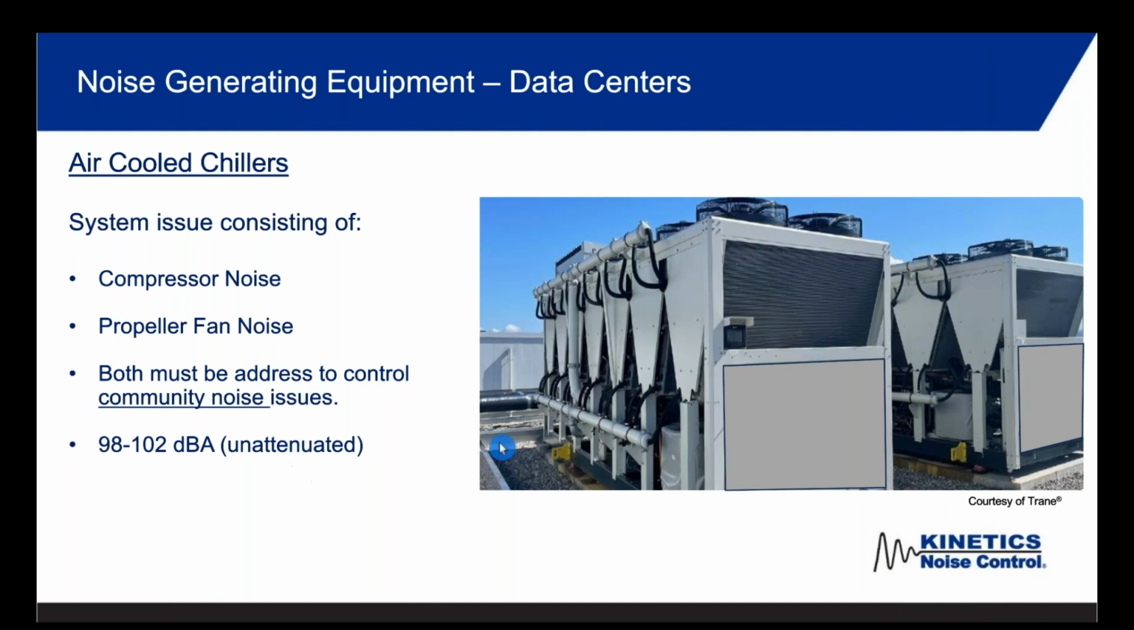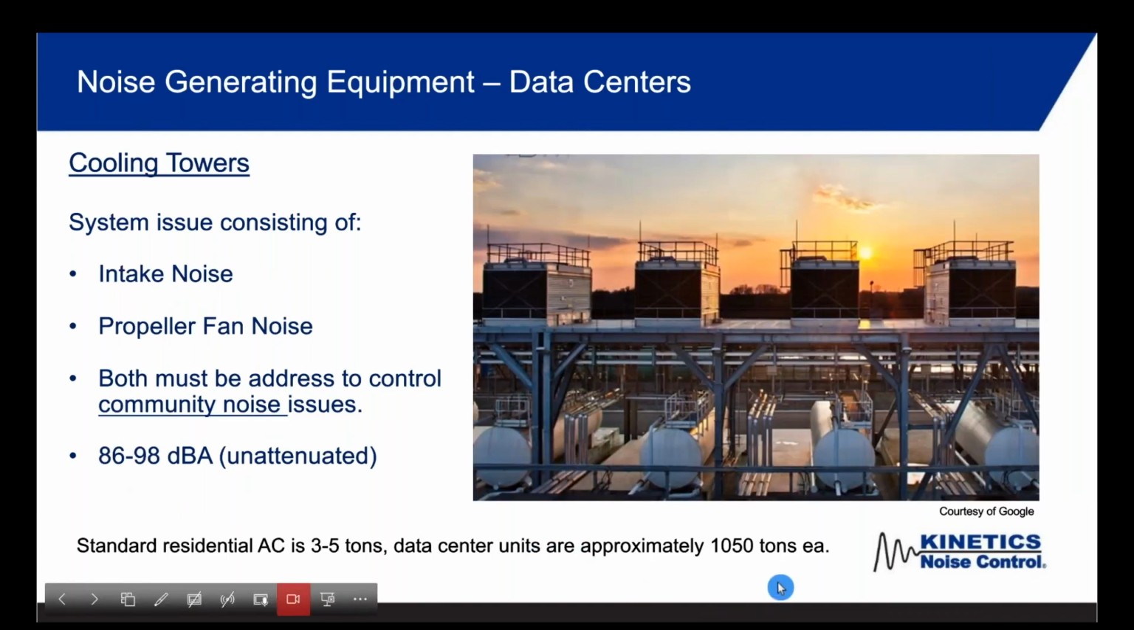And unattenuated, at these units, maybe a meter away, you're looking at about 98 to 102 dBA. Depending on how far away the property line is, and natural attenuation and distance effect, you might need to quiet these down. The next thing is cooling towers.